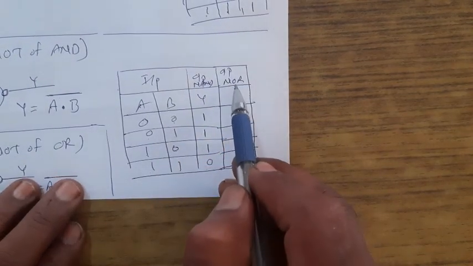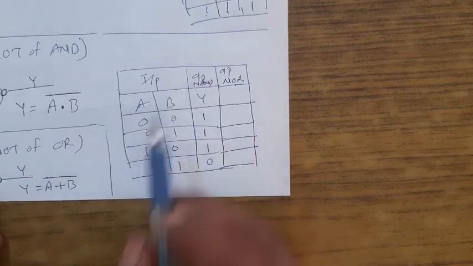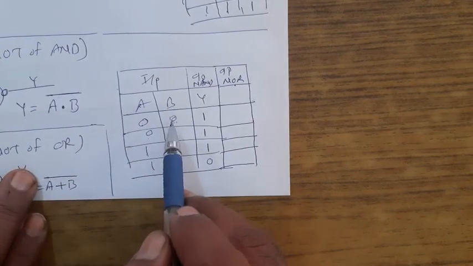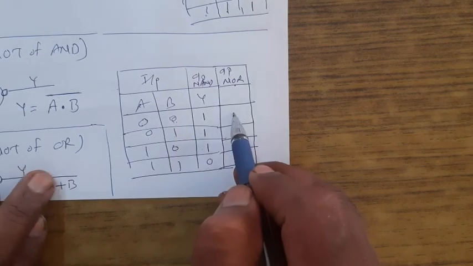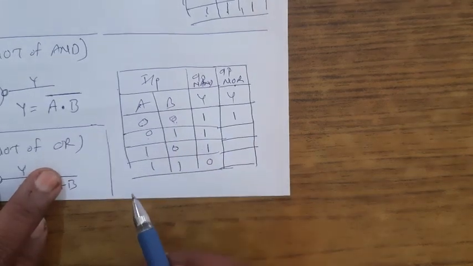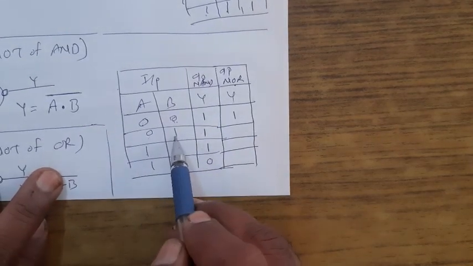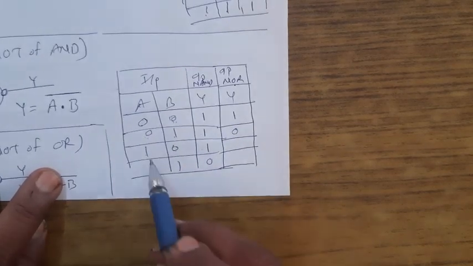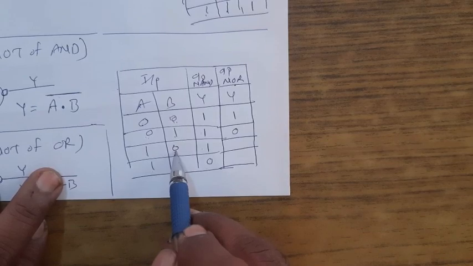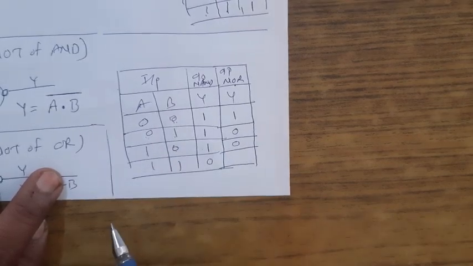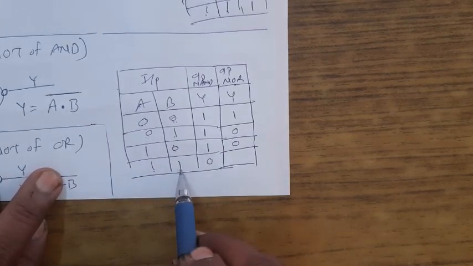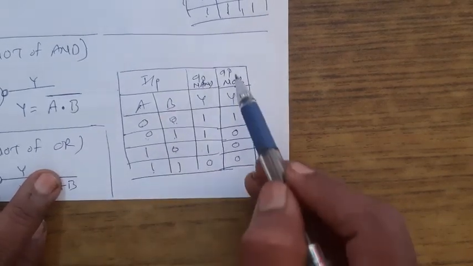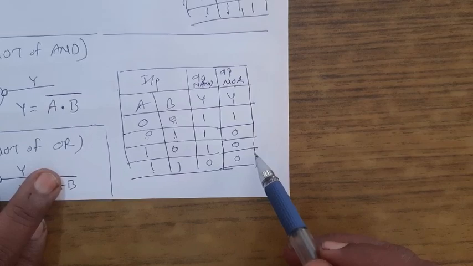Now what about the output for NOR? We will have to make OR and then complement. 0 or 0 is 0, but I will have to make the complement, therefore it becomes 1. 0 or 1 is 1, but I will have to make a complement. 1 or 0 is 1, therefore I will have to make a complement, and 1 or 1 is 1, and I will have to make the complement. Therefore this can be treated as an output for NOR gate.